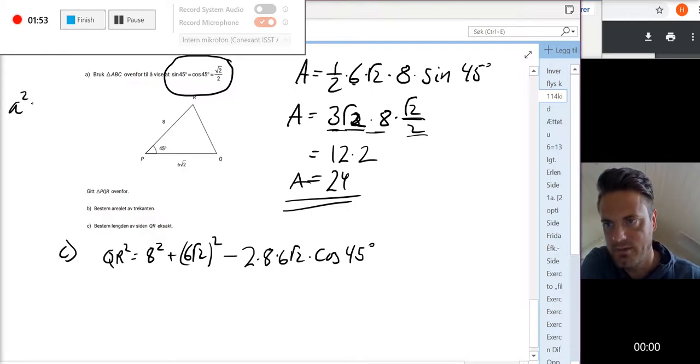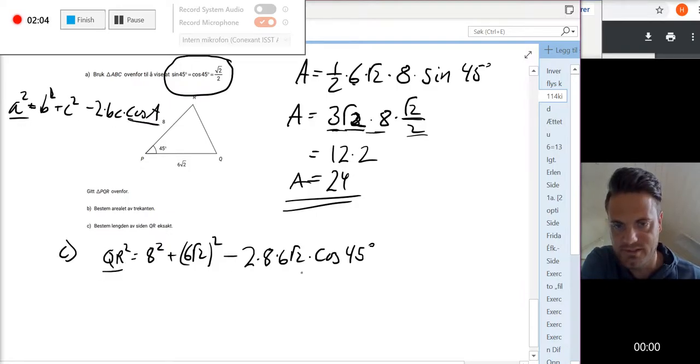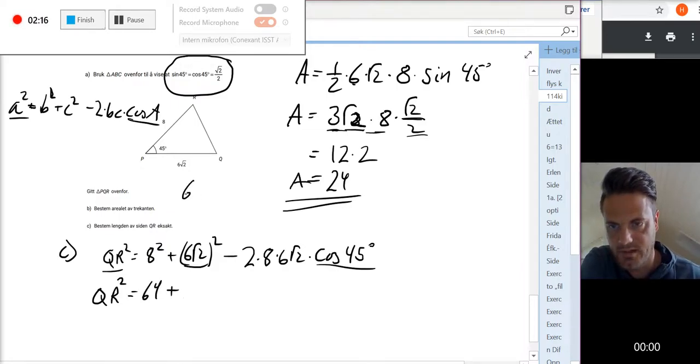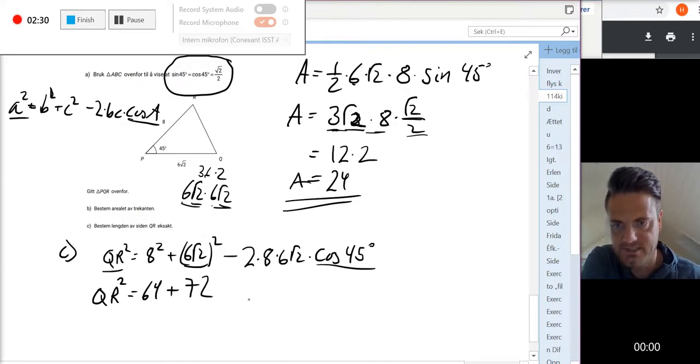Remember the cosine rule here looks like this. A square is B square plus C square minus 2BC times the cosine of the opposite angle of this. So here's one side and here's the opposite angle. And in between we have the other sides. So we just have to calculate this, and we get 64 here. And this square, 6 square root of 2 square, means 6 square root of 2 times itself, right? So we get 6 times 6, which is 36. And we get square root of 2 times square root of 2, which is 2. So this is 72. And here we get 16.